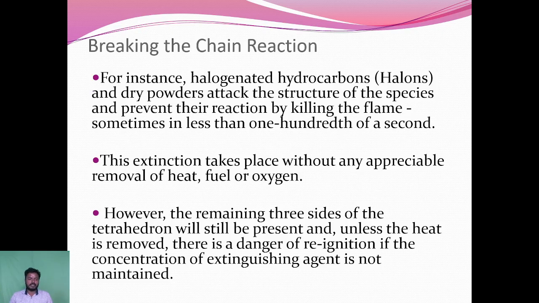Breakage of chain reaction. Now we are going to see the breakage of the chain reaction. Halogenated hydrocarbons and dry powder attack the surface of the species and prevent the reaction, killing the flame sometimes in less than 1/100th of a second.